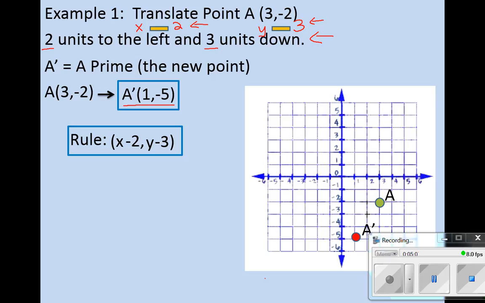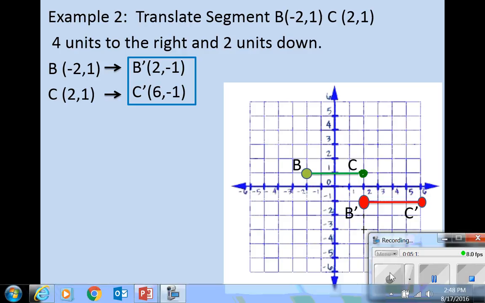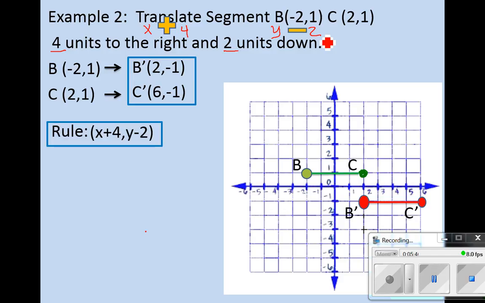Let's go ahead and do example 2. Go to example 2 on your notes and see if you can write the rule. So let's write the positive and negative above the direction words. We have right is plus, and down would be negative. And we can fill in our numbers and letters. So this would be X and Y, and 4 and 2. So then I write rule and my answer from what I just wrote in the problem.